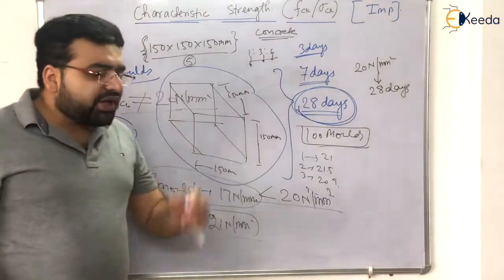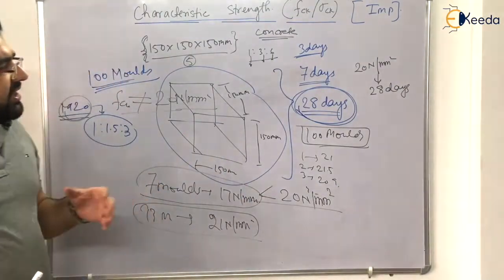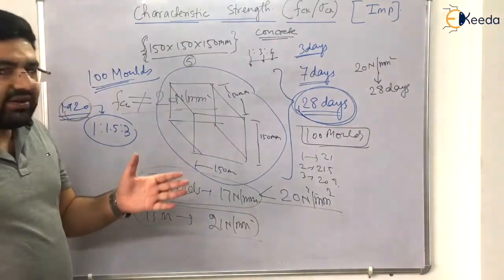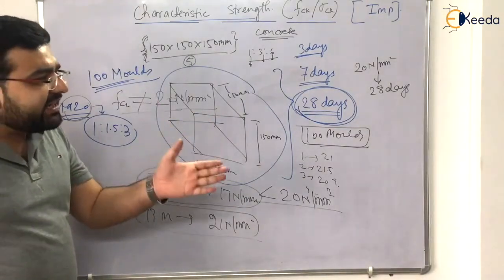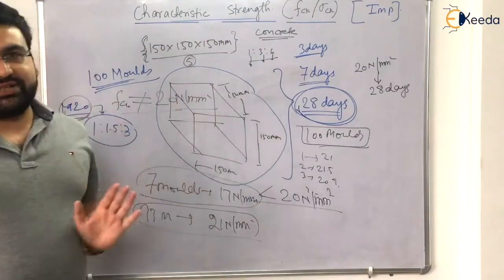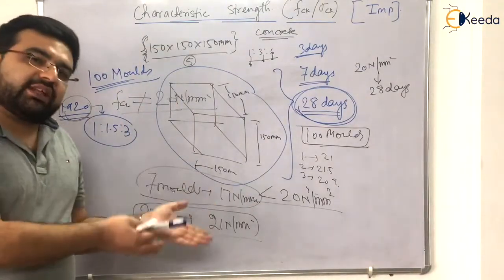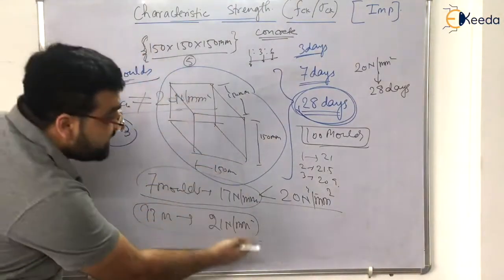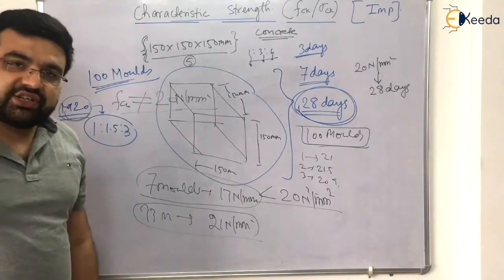And the bookish definition is: characteristic strength is the strength that out of 100, or you can say that 95% of samples pass the test. That is alternatively how you can say it, right? So this is the simplest definition of characteristic strength.